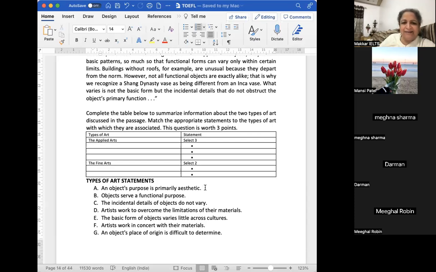ये किसका है? Applied art का. The incidental detail of objects do not vary. Incidental details vary नहीं करती. ये किसी के ऐसे है, वो तो शैंग और वो वाजिस के बारे में था. यहाँ पे आगे चलते हैं.